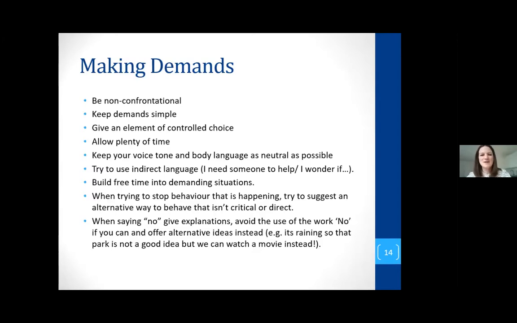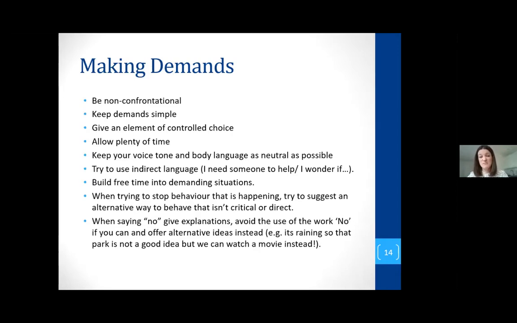So when making demands, you want to be non-confrontational, which is a really different way of thinking, because a demand is asking somebody to do something, and it's usually quite direct. And particularly with children with autism, we're told to be more clear and more direct, so they know exactly what to do. But actually, with this sort of subset of children, we might try to be non-confrontational. So some of those things I was saying a minute ago, like, I wonder if somebody would be able to help me do this, rather than I need you to do this now.